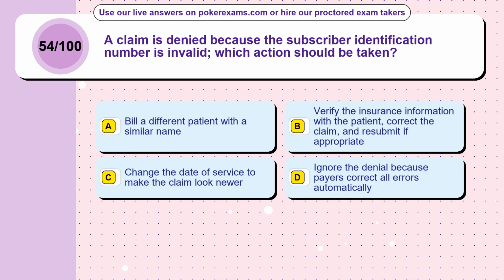Question 54. A claim is denied because the subscriber identification number is invalid. Which action should be taken? Option A. Bill a different patient with a similar name. Option B. Verify the insurance information with the patient, correct the claim, and resubmit if appropriate. Option C. Change the date of service to make the claim look newer. Option D. Ignore the denial because payers correct all errors automatically.